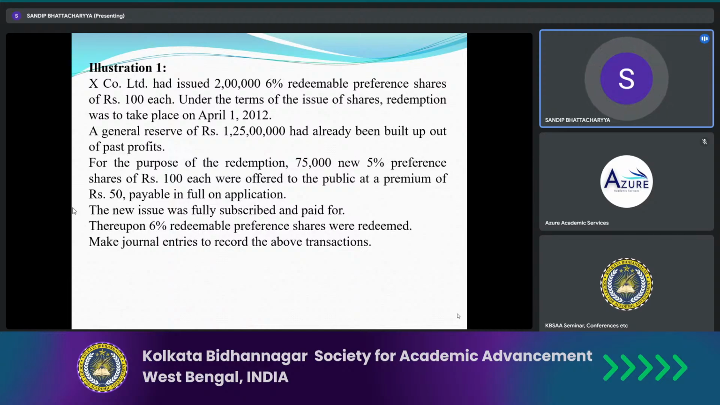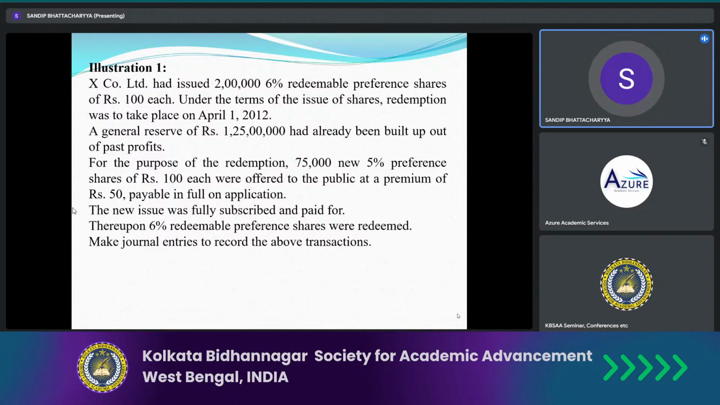That is, you must issue a new category of preference shares, not an existing one. What is the existing one? 6%. So you must issue either below 6% or above 6%. You cannot issue exactly the same one, that is 6%, because your articles of association don't permit it. So you must issue either below 6% coupon rate or above 6% coupon rate.